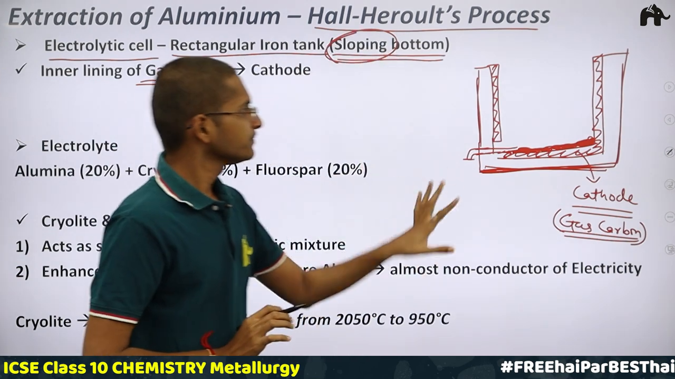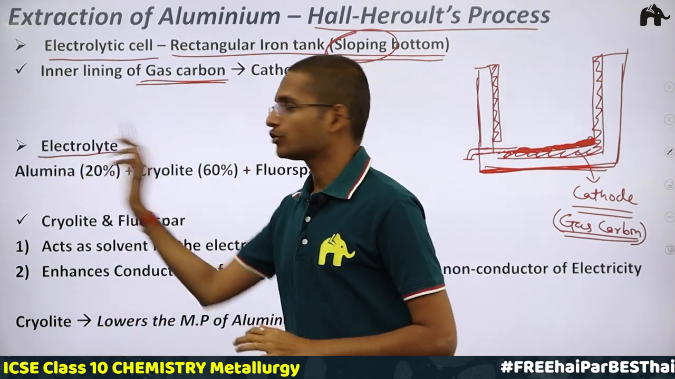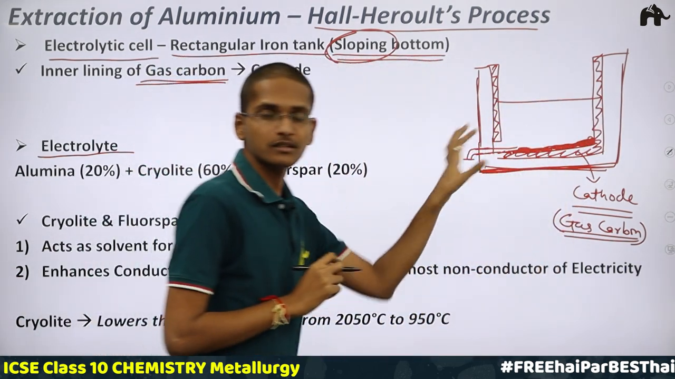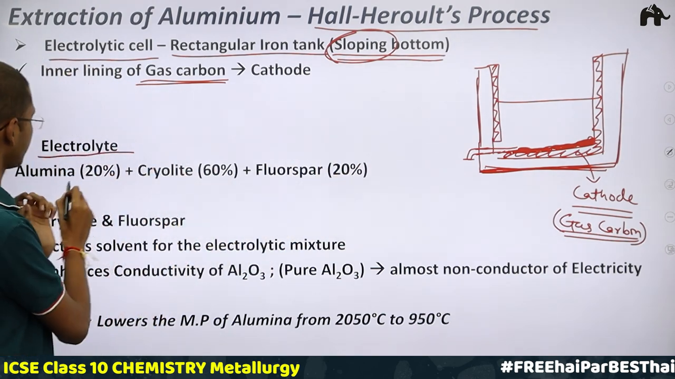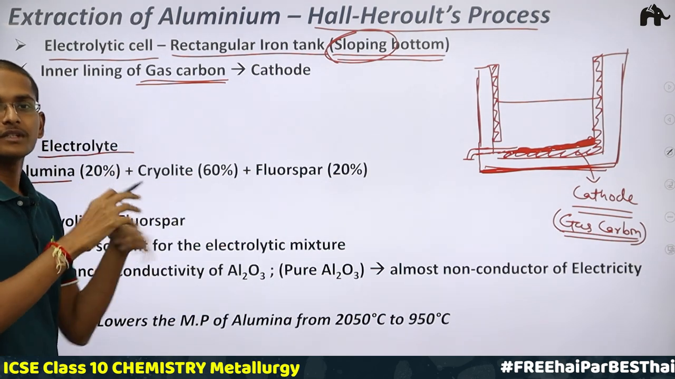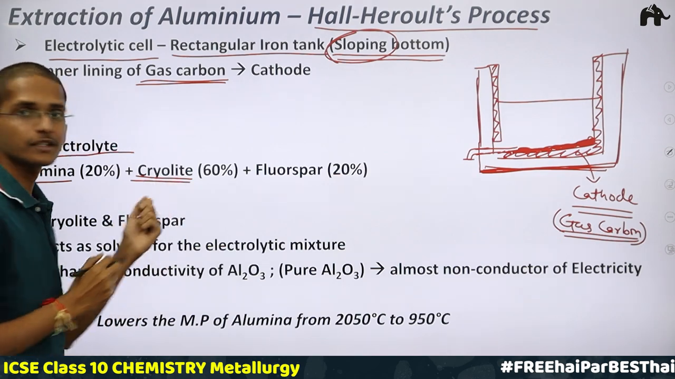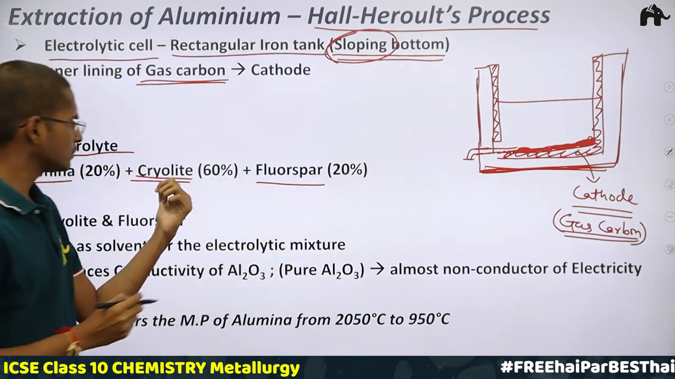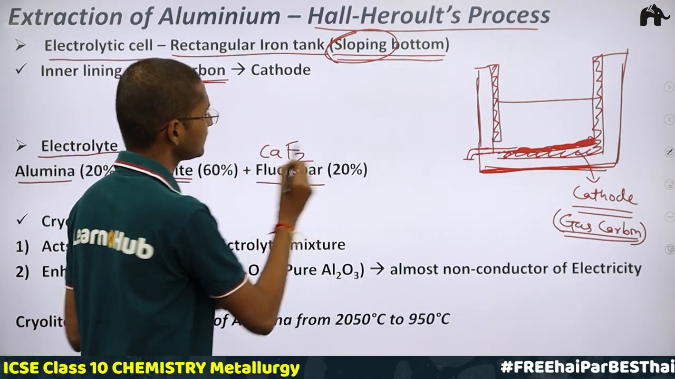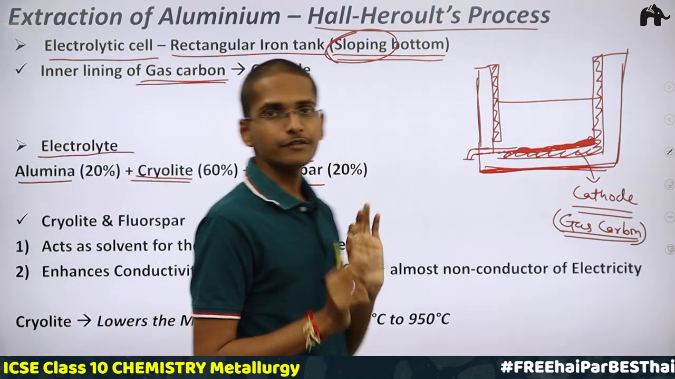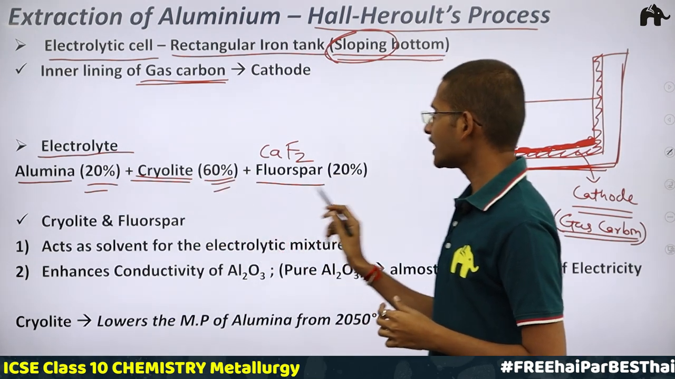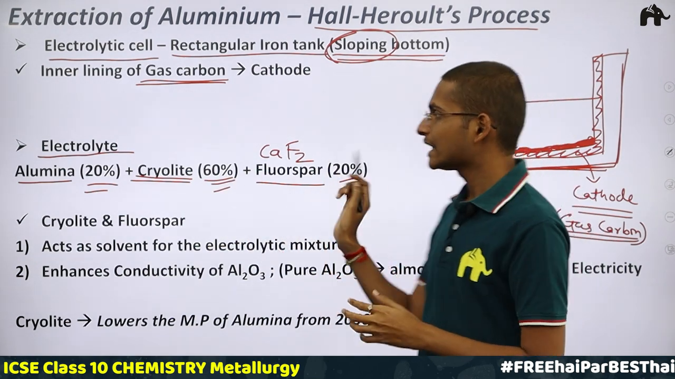Fine, very simple. Now moving ahead, we need to use an electrolyte in electrolysis. And our electrolyte composition would first have alumina present. Along with it, we know that Hall found the solution because of cryolite, so this is also part of the electrolyte, and along with it we are using fluorspar. We know cryolite's formula, Na3AlF6. I have shown you on the last slide. Fluorspar is calcium fluoride, CaF2. Now you need to remember the percentages as well. We are taking 20% of alumina, a very small percentage, 60% of cryolite and 20% of fluorspar. So the total makes 100% in this electrolyte.